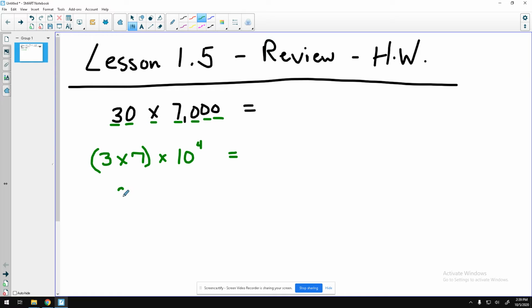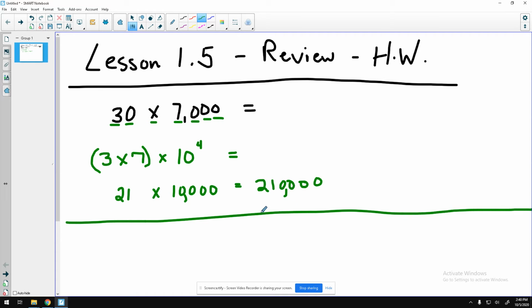We got 3 times 7, which is 21, and times 10 to the 4th power, that's 10,000. So 21 times 10,000 is 210,000. Why? Because it's 21 with 1, 2, 3, 4 zeros. So that's the hint, and these are the shortcuts in today's lesson. Whenever we use powers of 10, we can just add those zeros to the end of our basic fact. And our basic fact for the first example was 3 times 7, or 21.